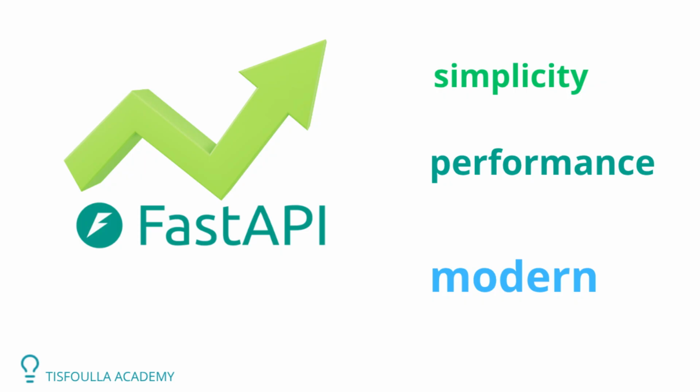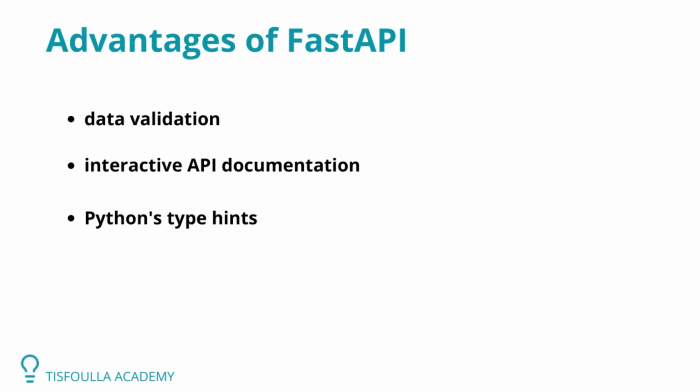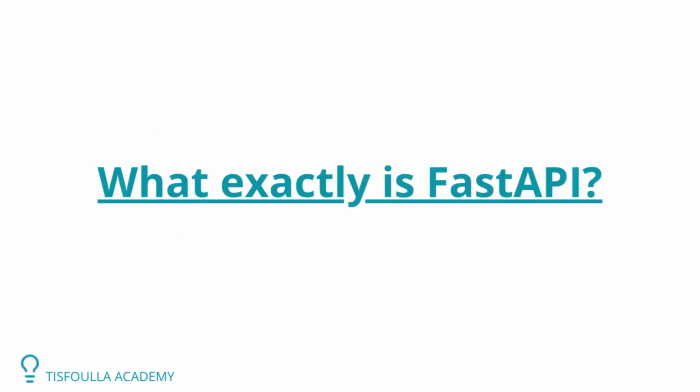One of the biggest advantages of FastAPI is that it lets developers focus on building applications instead of writing repetitive code. Features such as automatic request validation, interactive API documentation, and strong integration with Python's type hints are available right out of the box. Of course, these concepts may seem unfamiliar if you're seeing FastAPI for the first time, but don't worry. Everything will become much clearer as we explore the framework step by step. So with that introduction out of the way, let's start by answering a simple question. What exactly is FastAPI?